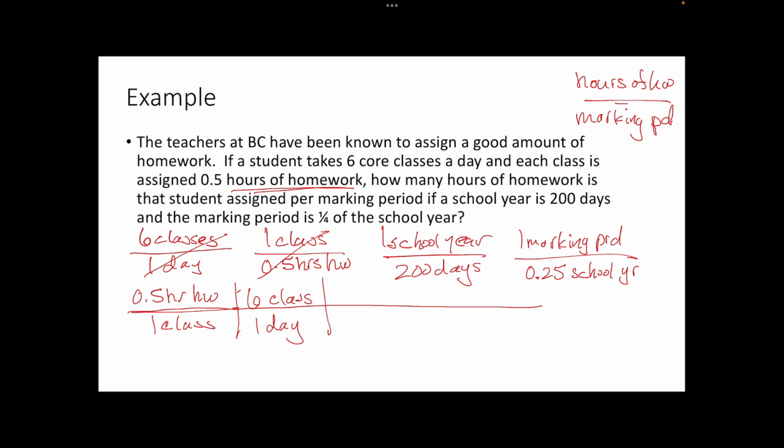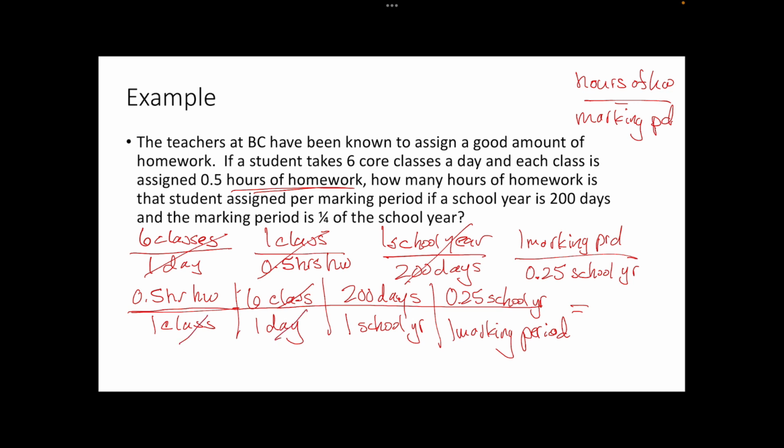All right, we know that each school year is 200 days. So we know that there's 200 days per one school year. All right, and then lastly, we know that there's 0.25 school years per one marking period. All right, so let's go ahead and cancel our units to make sure we're doing this correctly. So we have homework here, classes will cancel, days will cancel, the school year is going to cancel, so we're going to be left with the units of homework per a marking period, which is what we want.